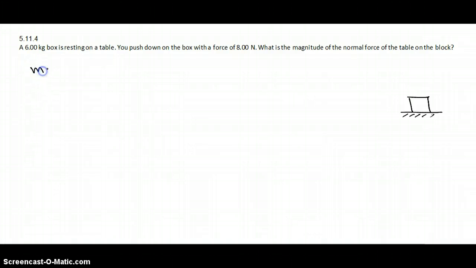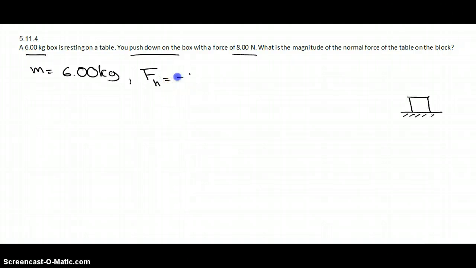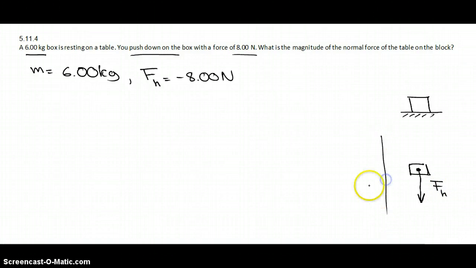What I know is that the mass of the box is 6 kilograms. I also know that I'm pushing down on the box with a force of 8 newtons. So the force by hand equals negative 8 newtons because it's downwards. And I will draw that. So there is a force by my hand on the box, and it's 8 newtons downwards.